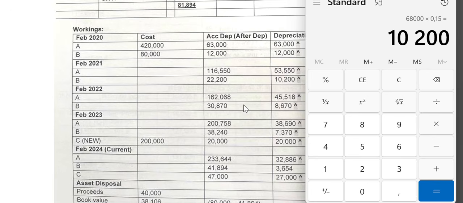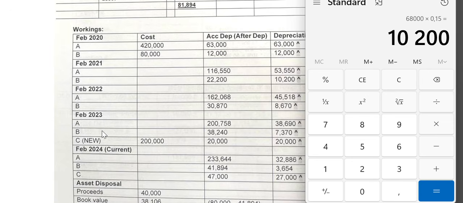And then for B, you say 80,000 minus 22,200 times by 15% is 8670. 22,200 plus 8670 is 30,870. Then you use the same method for the next year, and the next year is 2023, February 2023.